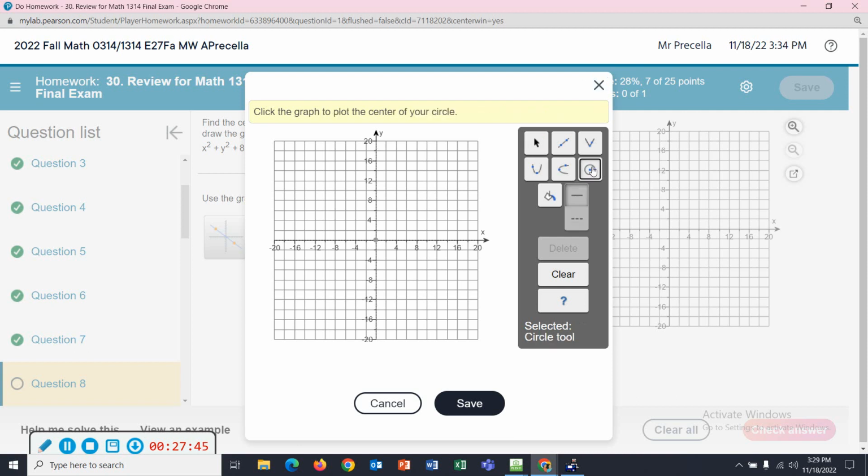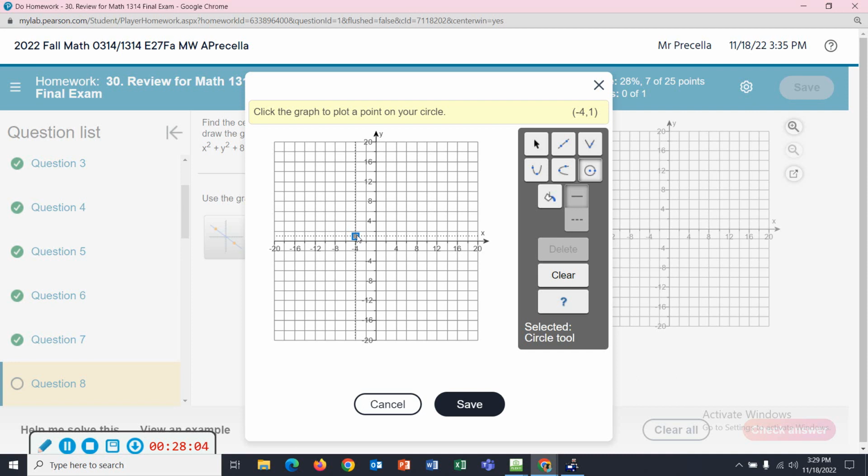Circle. Let's plot the center. Left 4, up 1. Oh, that's up 2. Oh, each little mark is half. Now I'm at left 4, up 1. Now I'm going to move up, down, left to right 6 units.